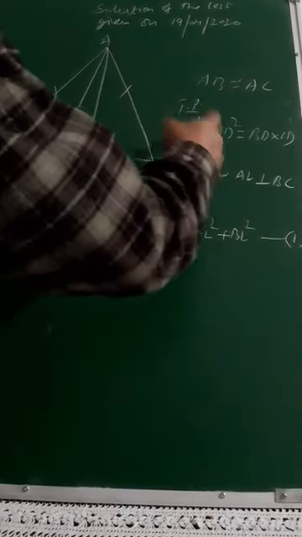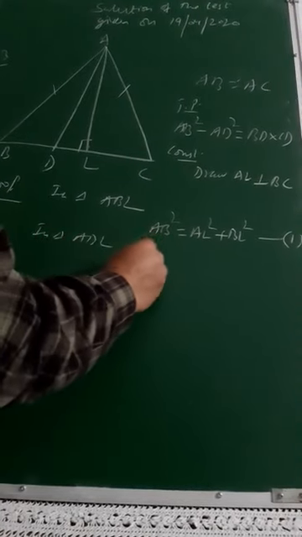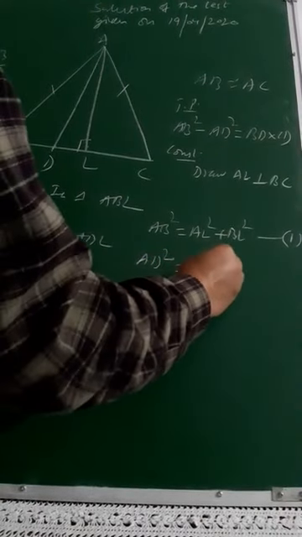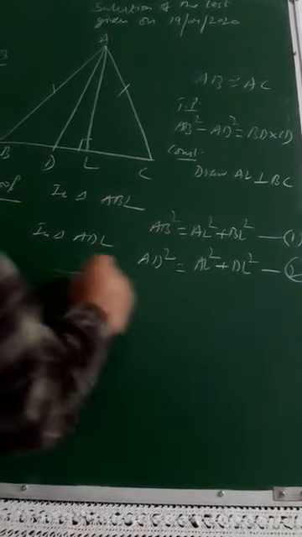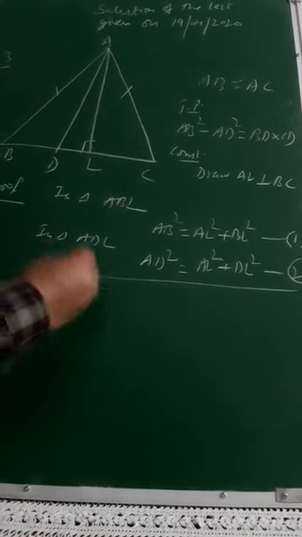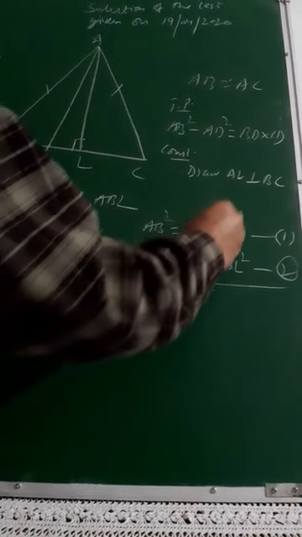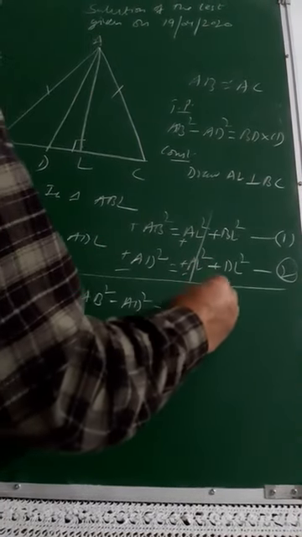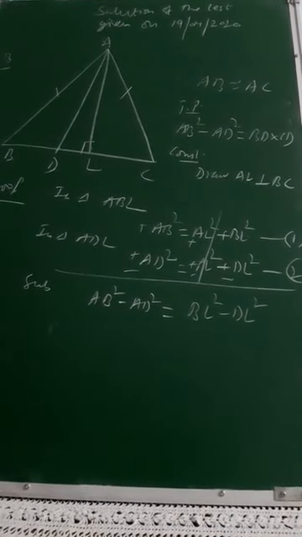Secondly, I need AD square. So here you can select another triangle. In triangle ADL, the hypotenuse is AD, and that is equal to AL square plus DL square, and take it number 2. Now I need the difference, so subtract these two. AB square minus AD square: AL square will go off, plus plus minus, and you will be left with BL square minus DL square.